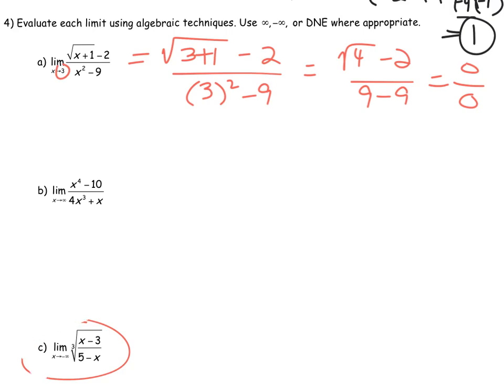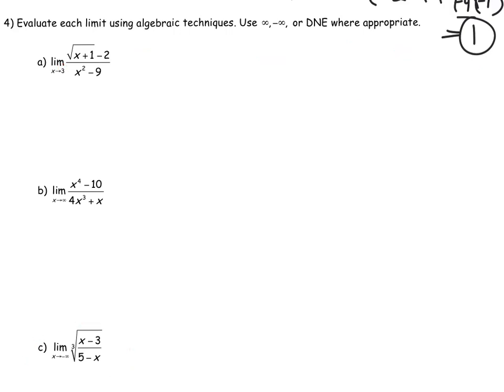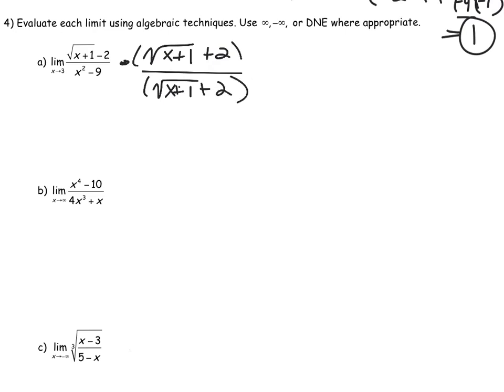Okay, so now let's apply another method. So now I'm going to apply our method of multiplying top and bottom by the conjugate. So we're going to multiply the top by square root of x plus 1 plus 2 all over square root of x plus 1 plus 2. Again, we're allowed to do this because we're multiplying really just by a form of 1.